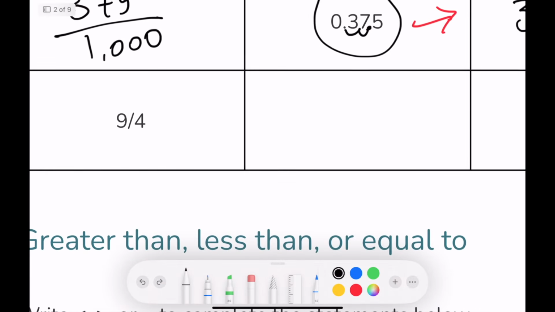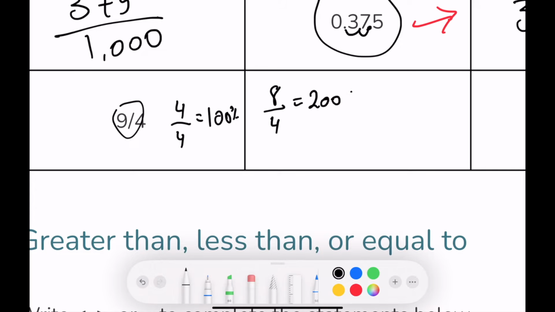Well, what I do know is that if, and this is an if, but if it was 4 over 4, that equals 1, but it also equals 100%. But we don't have 4 over 4. However, if we had 8 over 4, which is closer to this, it would actually be 200%. And that makes sense, right? Because we have double the amount out of the total.